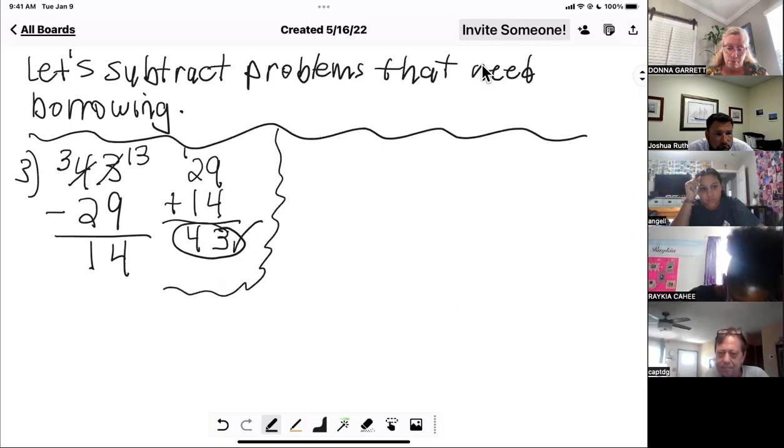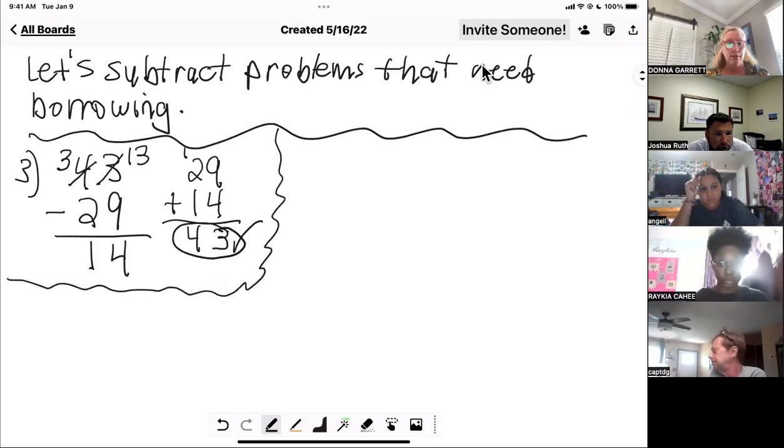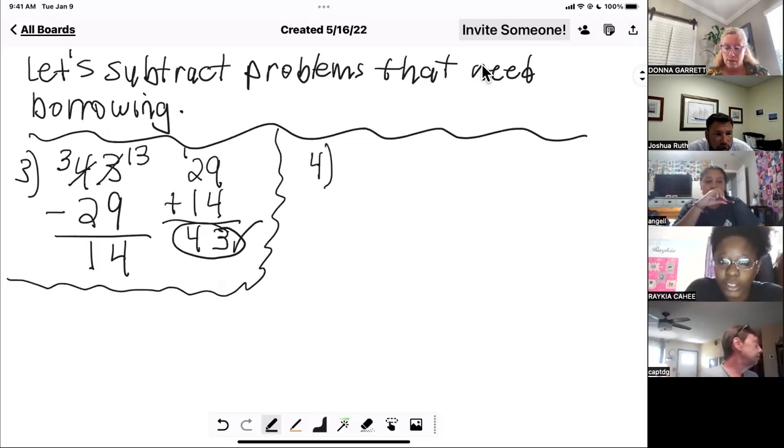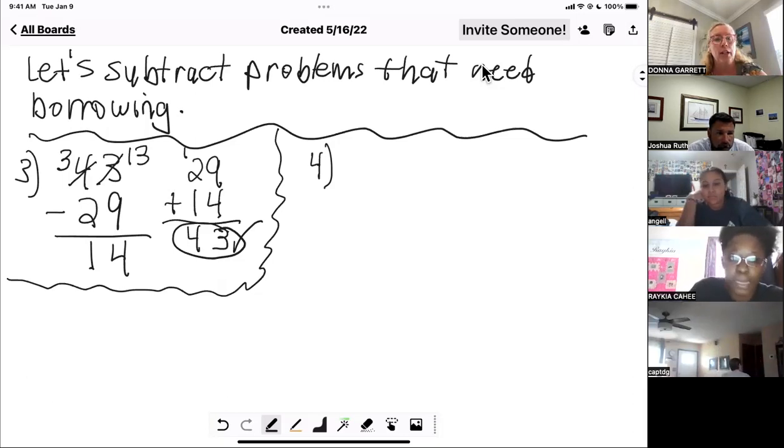I'm going to try to make them a little more challenging, but not too hard. So basically, once you get used to it, you're taking 1 away from the number before, and you're adding 10 to the number behind.